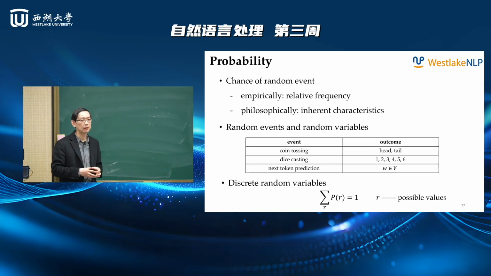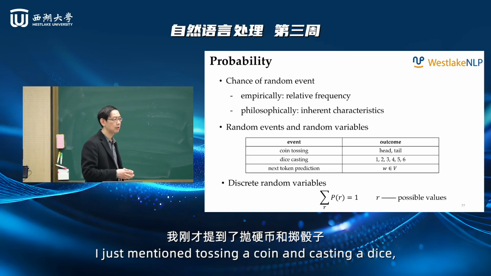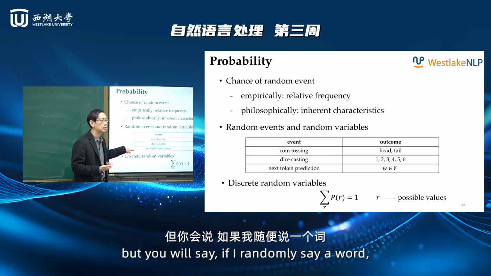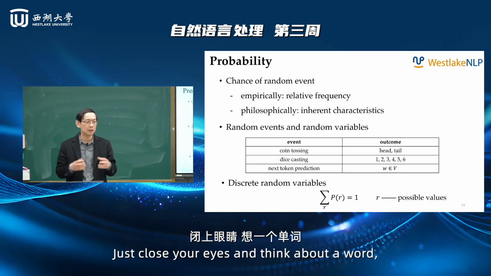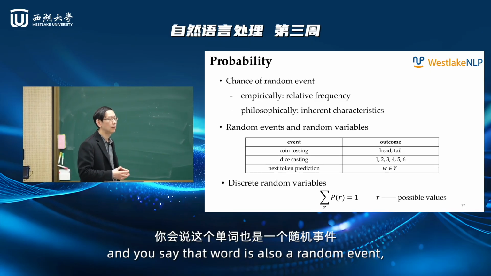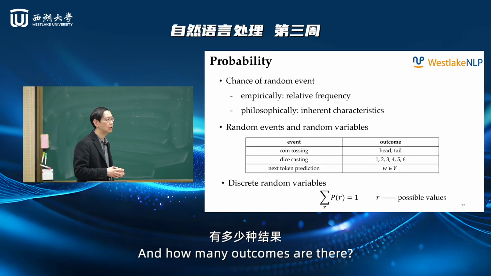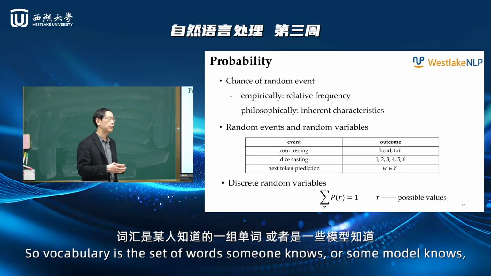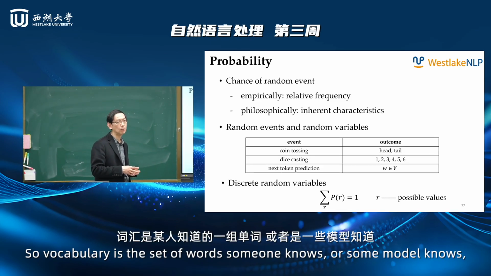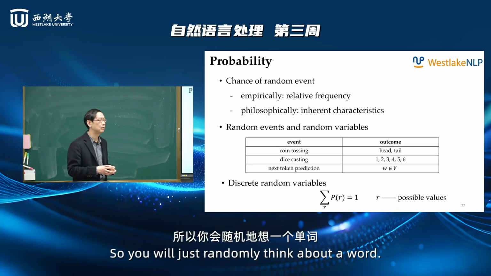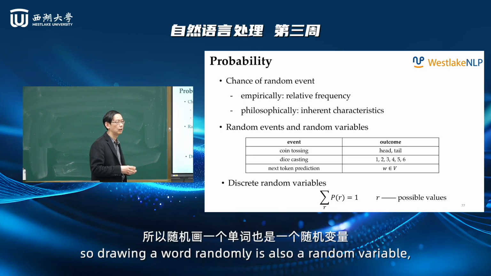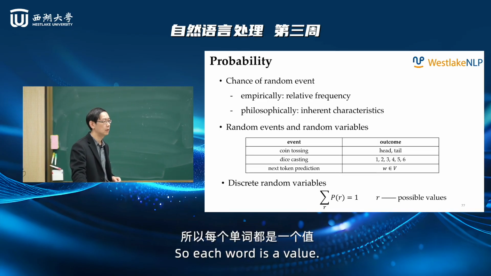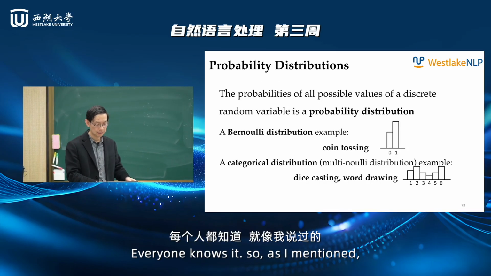All right. I just mentioned tossing a coin and casting a dice. But if I randomly say a word, just close your eyes, think about a word, and say that word, it's also a random event. And how many outcomes are there? It depends on your vocabulary. Vocabulary is the set of words someone knows or some model knows. So you just randomly think about a word. Drawing a word randomly is also a random variable, and each word is a value. Everyone knows it.